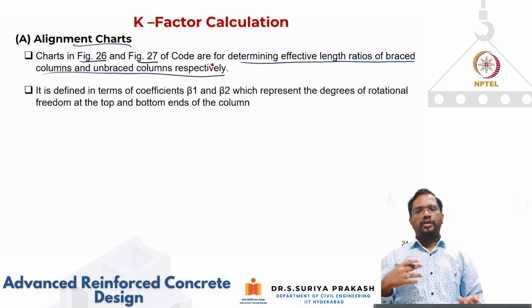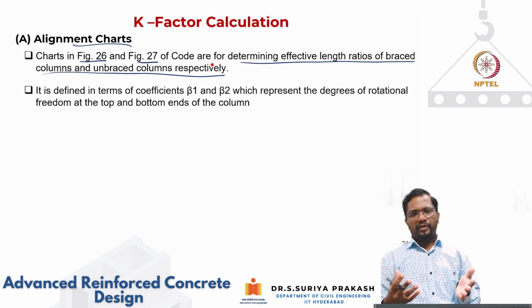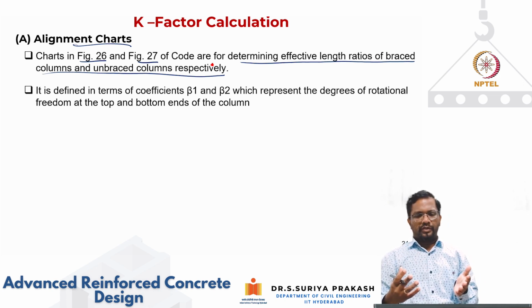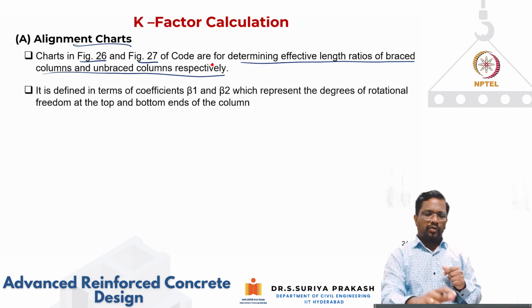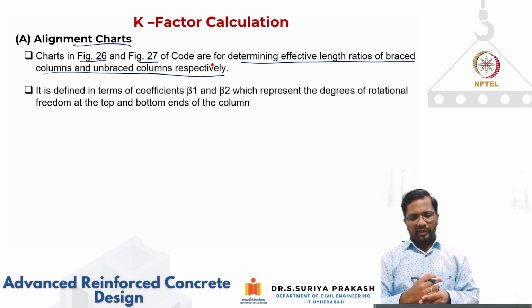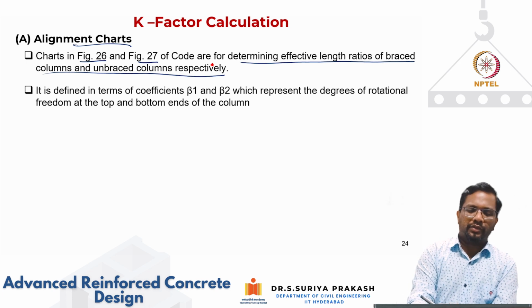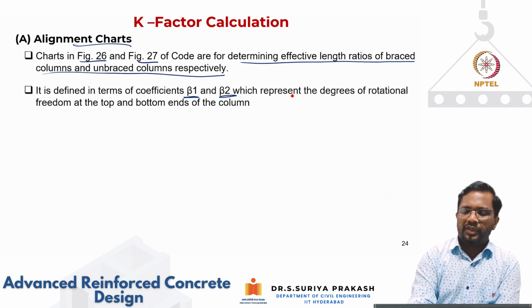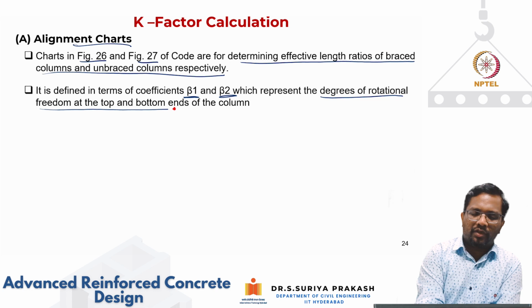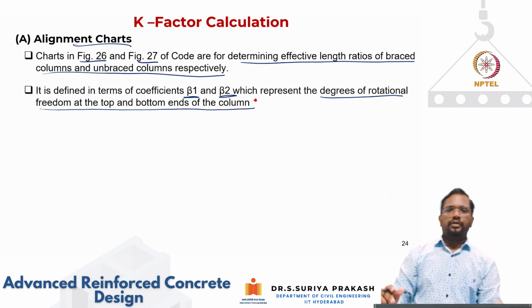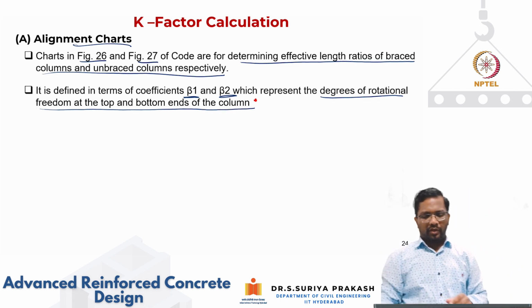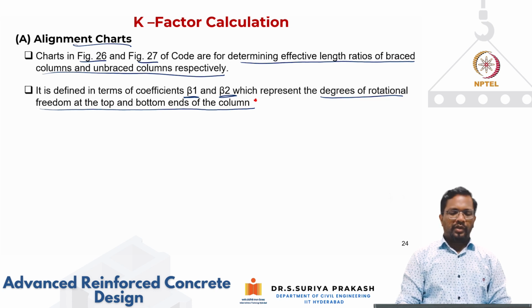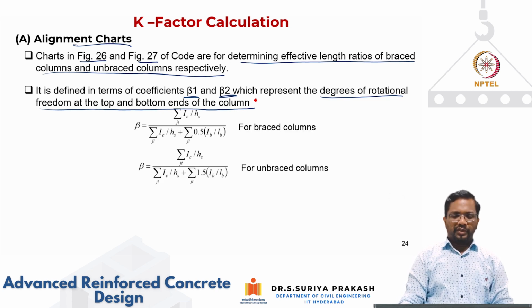Let's assume that I have found whether the column is part of a braced or unbraced frame. Then how to calculate the effective length? One approach is using these alignment charts. To use these charts, first we need to find the stiffness coefficients, beta 1 and beta 2, which basically represent the degrees of rotational freedom at the top and bottom ends of the column. How much the top and bottom supports of the column can rotate is given by this beta factor.